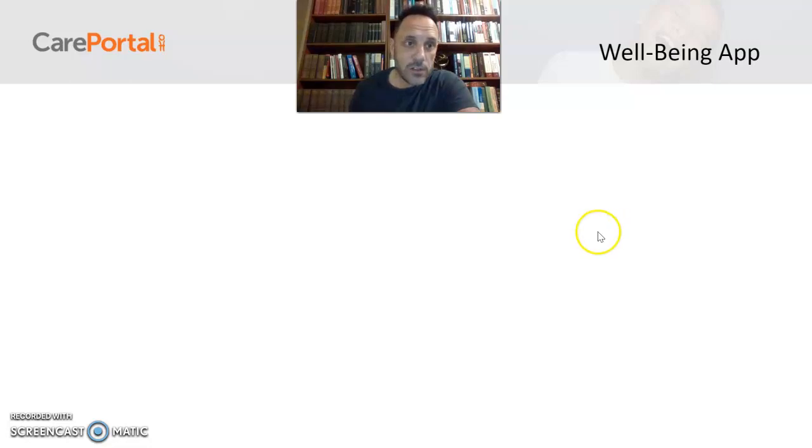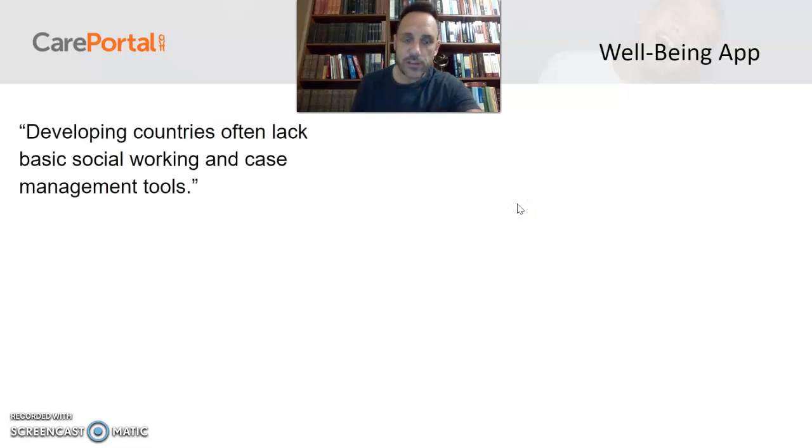So at Go Project, we have been working internationally for over 15 years, and we've noticed that there is oftentimes a gap in technology in many of the countries that we serve. And so some of the feedback that we've received from our team around the world is that, firstly, developing countries often lack basic social working and case management tools.